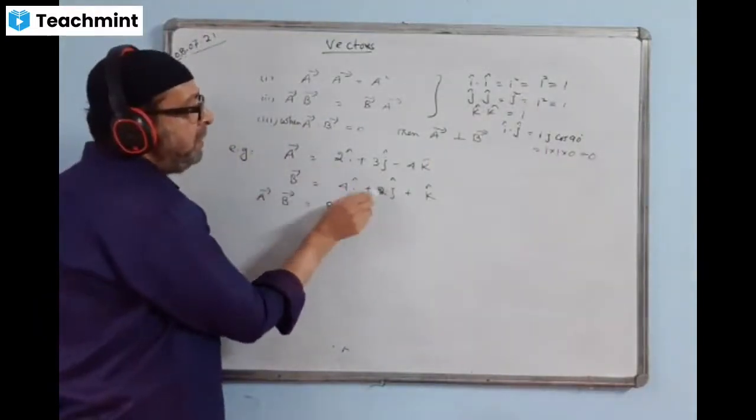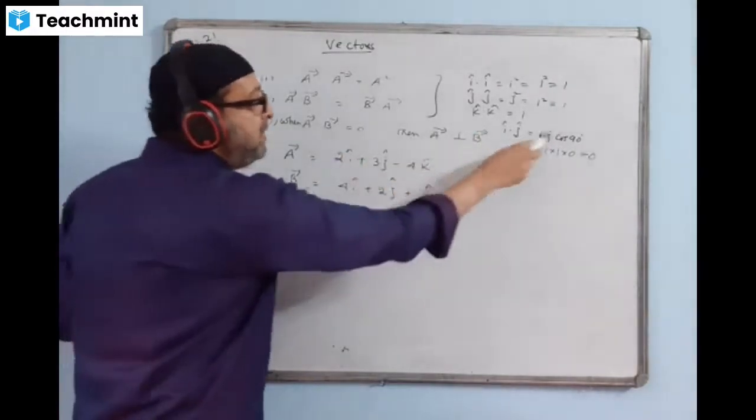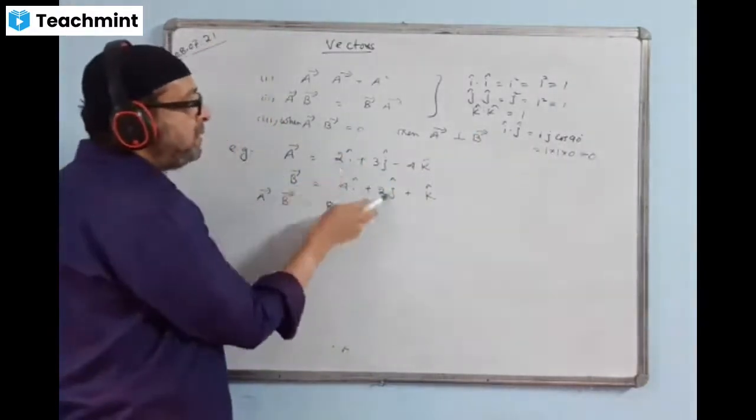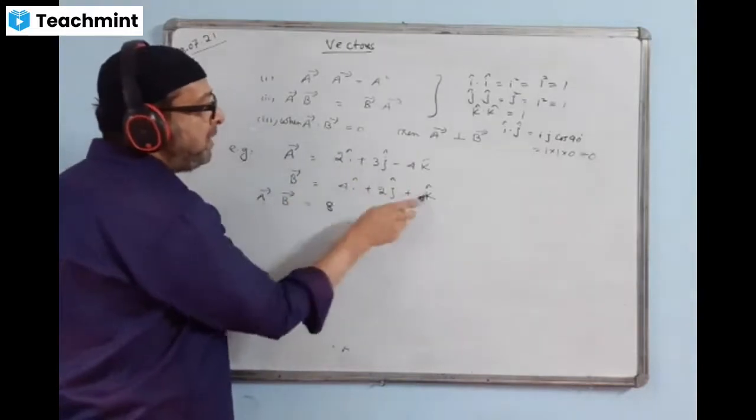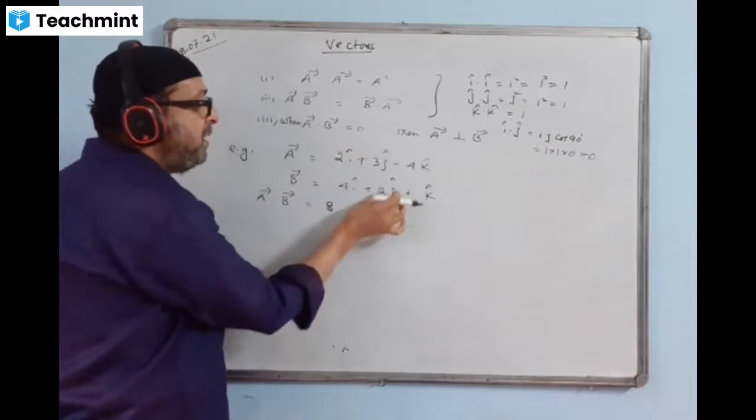I into j, I multiply 2 to the 4, and I dot j becomes 0. I dot j is 0, so no need to multiply this. No need to multiply this because I dot k gives answer 0. So just multiply I with I, j with j and k with k.